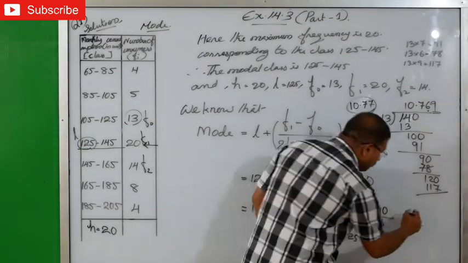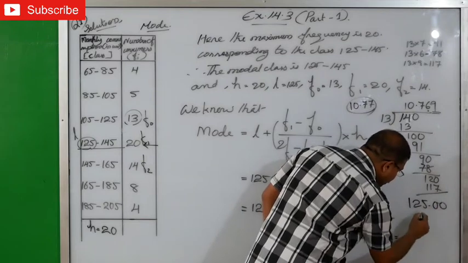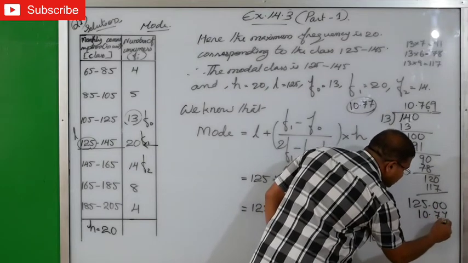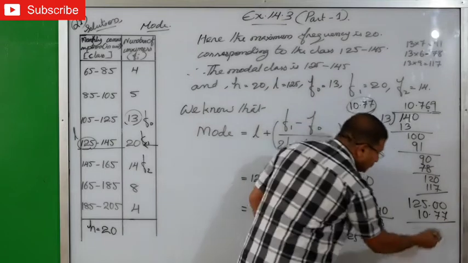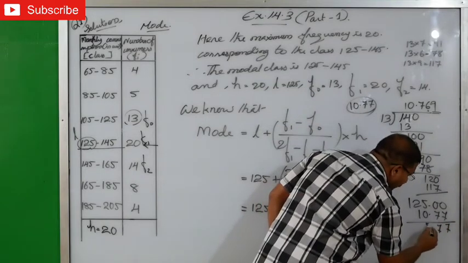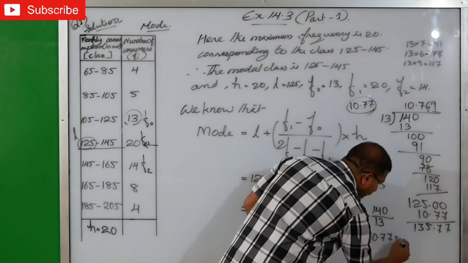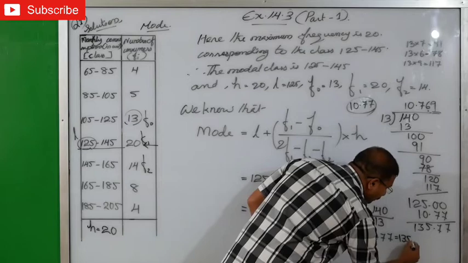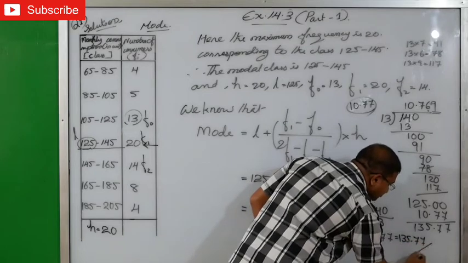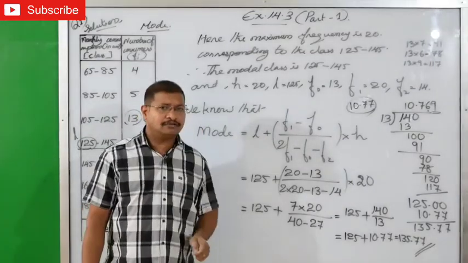Ready? This equals, what will you do? We will add it. So 125.00 plus 10.77. We'll add it now. 0 plus 7 is 7, 0 plus 7 is 7, 0 plus 5 is 5, 2 plus 1 is 3, and 1. That means we got 135.77. Now check it: mean, median, mode.